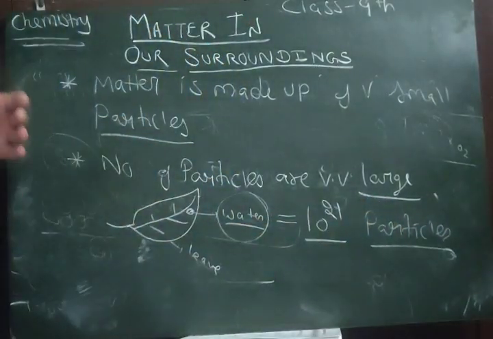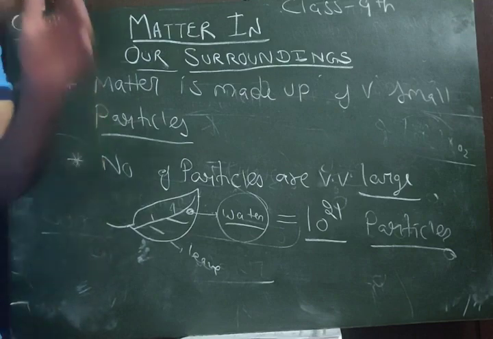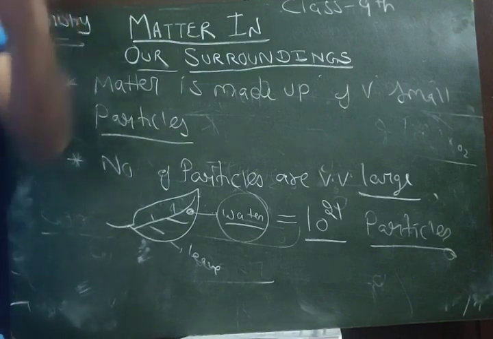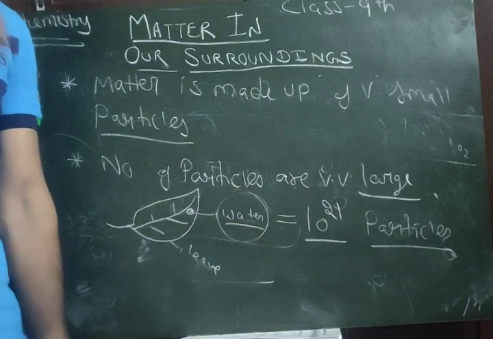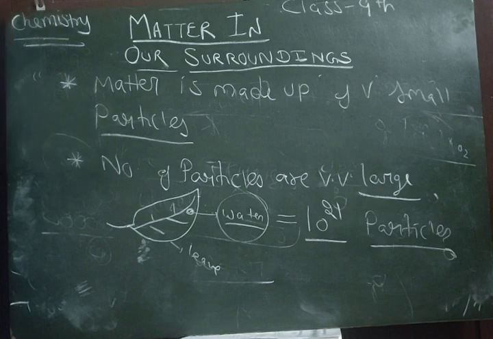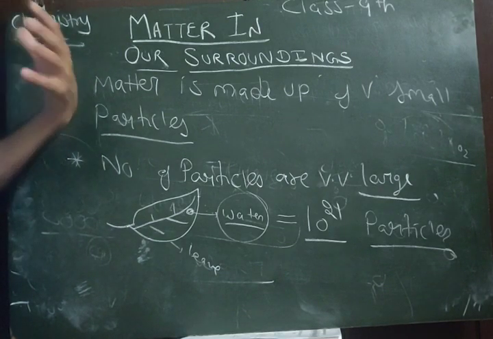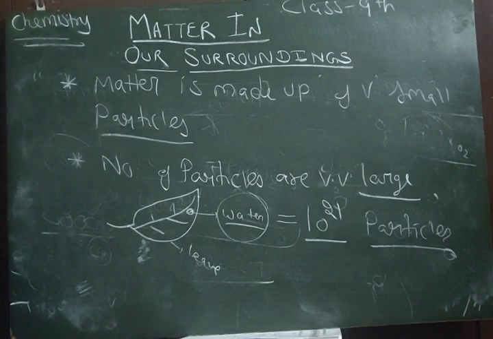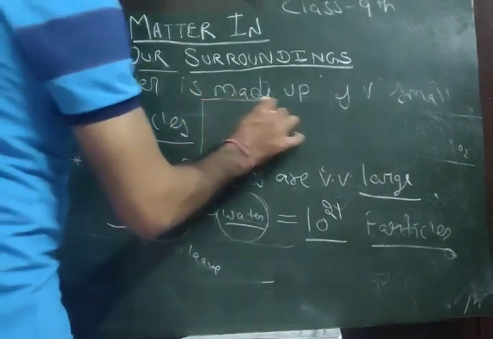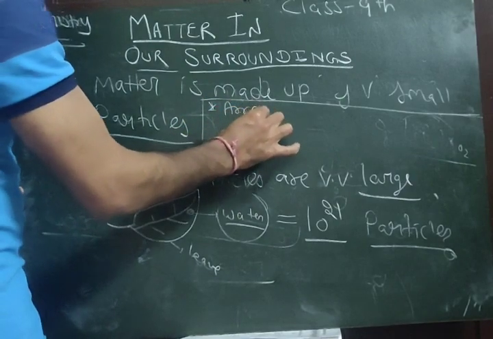We never bother if a single drop of water is running out from a tap. But can you imagine in terms of particles how many particles we are losing in a single drop? That is 10 to the power 21. So you can imagine the particle size is very, very small. So we can say that matter is made up of very small particles, which are large in number. One more thing we can explain here is the arrangement of the particles.